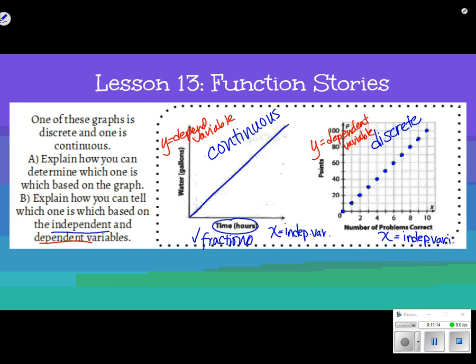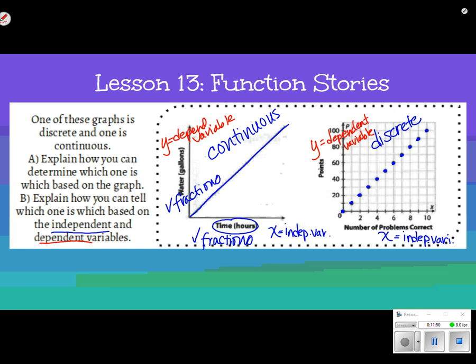All right, let's look at water in gallons. Let's say I have a bucket and I'm filling it up with water, or a swimming pool. Could I fill it up with partial gallons of water? I can. So fractions are okay here. Because fractions are okay in both of those situations, I'm going to have a continuous function.